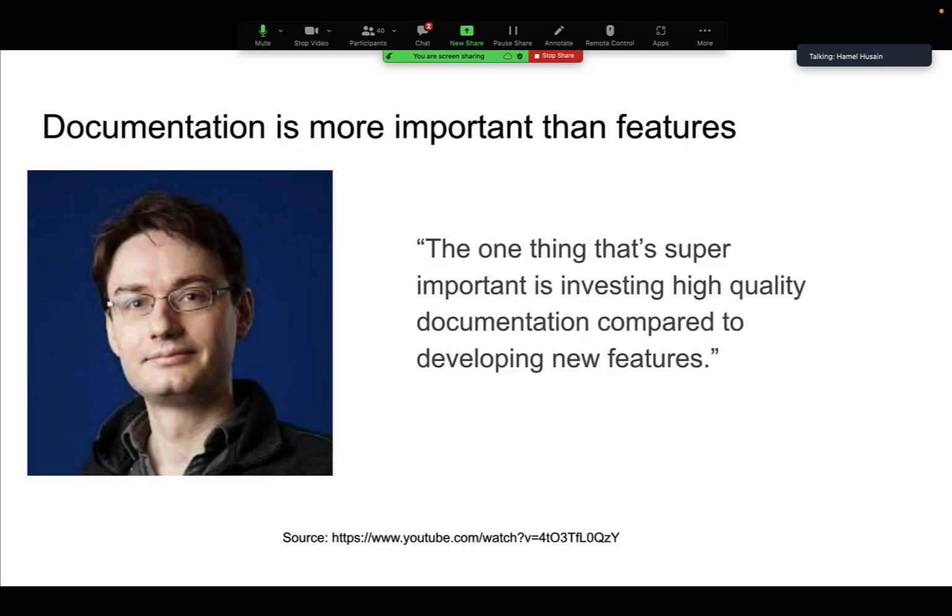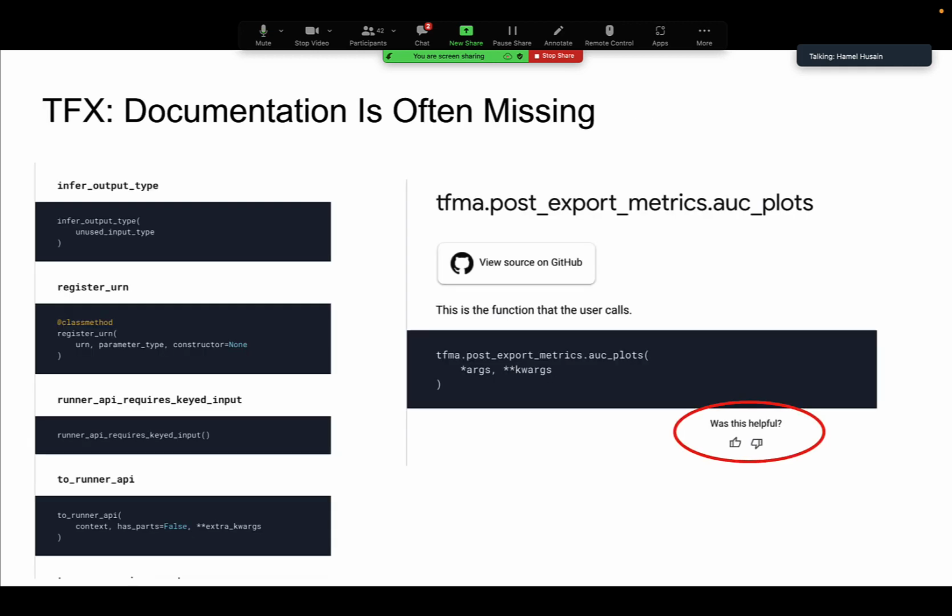One principle is that documentation is more important than features. I think this is really true. This really resonates with me. If something's not documented, it doesn't exist. Even Francois would go as far as to say documentation is more important than features, and I agree. And in TFX, documentation is often missing. A lot of the APIs that I see are not documented at all. And sometimes it's kind of funny: you'll get documentation like this, and you'll even be asked if this is helpful or not.